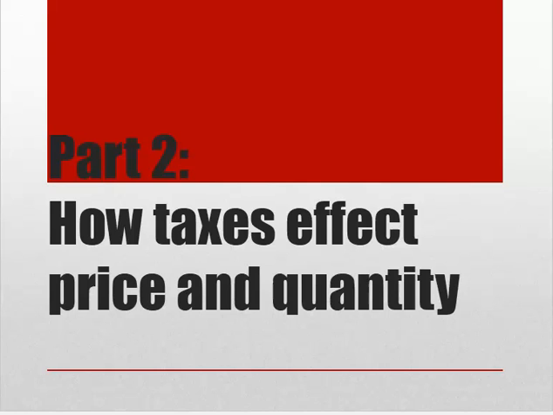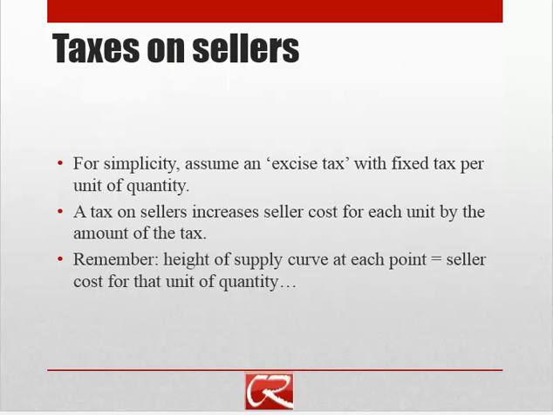So now let's get started on part 2 with thinking about how taxes affect the equilibrium price and quantity. First, let's think about a tax on sellers. And for this whole chapter, we're going to assume a fixed excise tax. So the idea here is the tax is a simple flat dollar amount per unit of quantity.